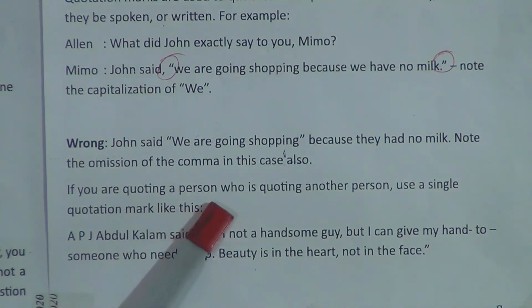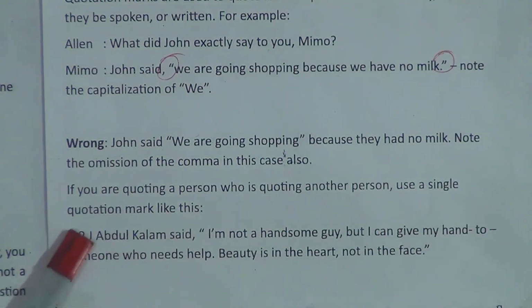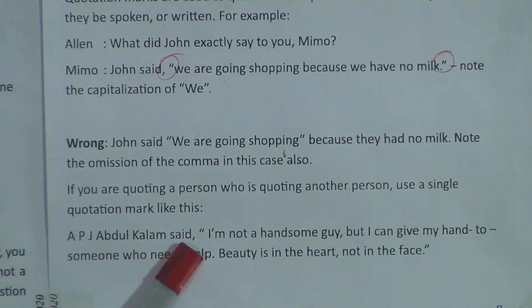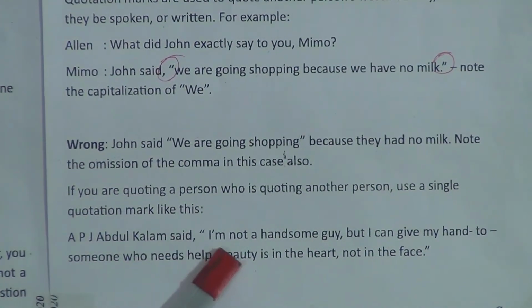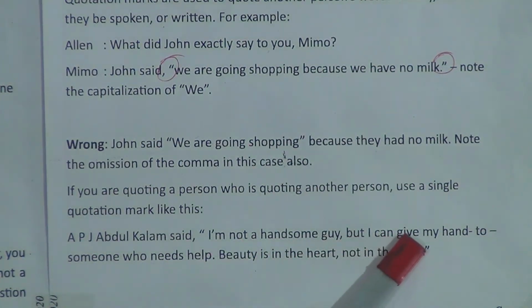If you are quoting a person who is quoting another person, use a single quotation mark like this. So we will use a single quotation mark. Now look, APJ Abdul Kalam said, that means if you are quoting another person, 'I am not a handsome guy, but I can give my hand to someone who needs help. Beauty is in the heart, not in the face.' So a very beautiful line. So we use single quotation mark. So if you are quoting a person who is quoting another person, we will use single quotation mark.